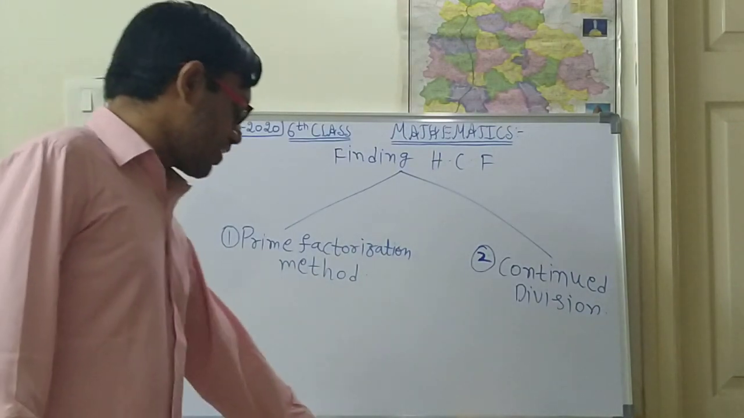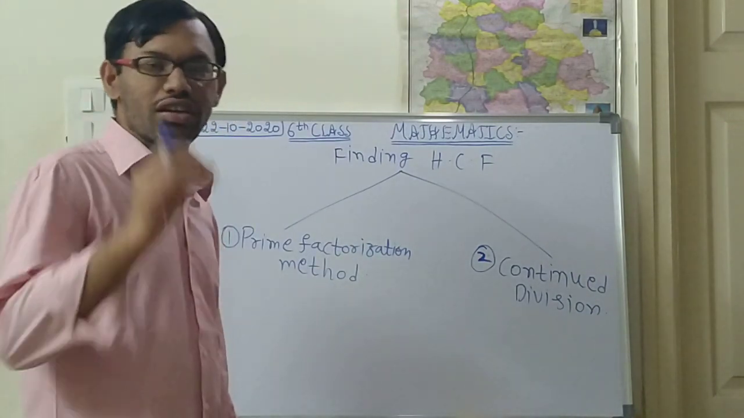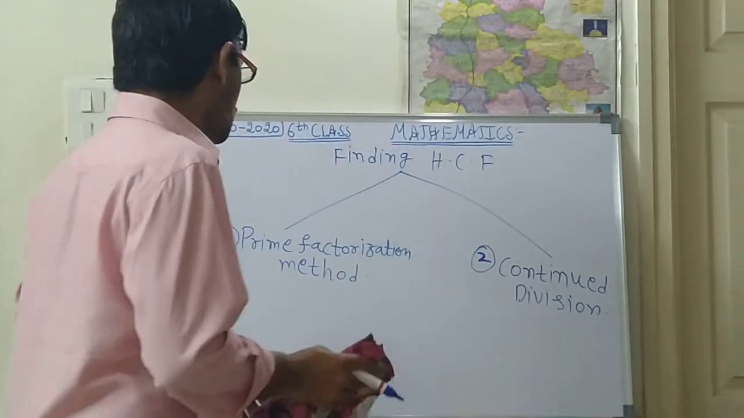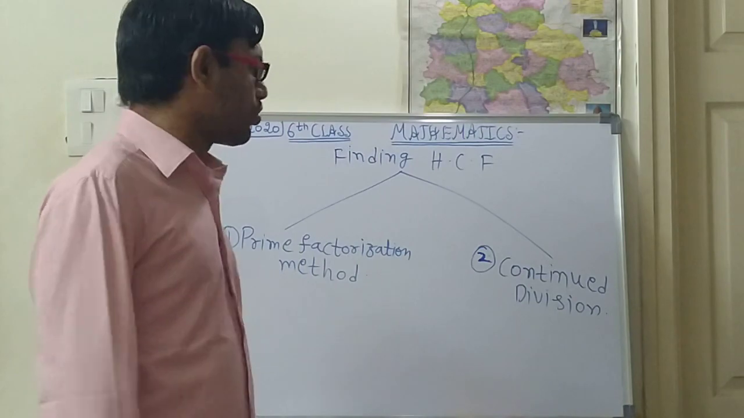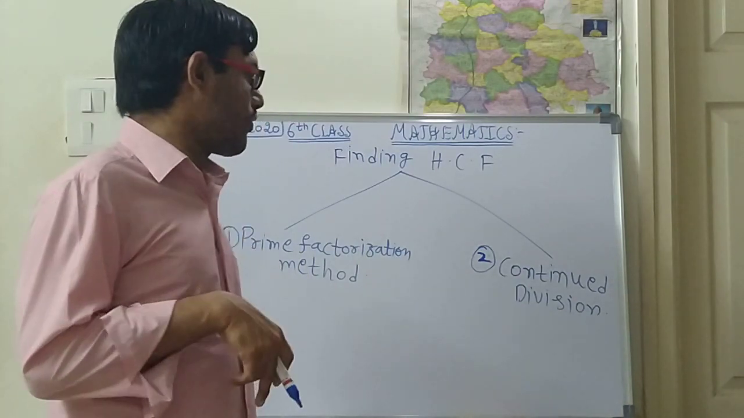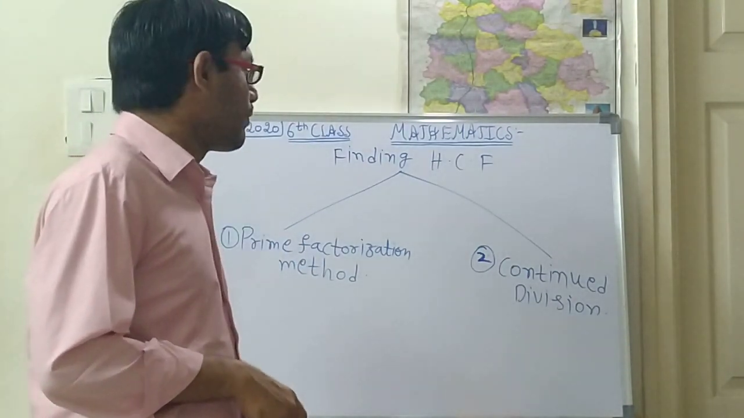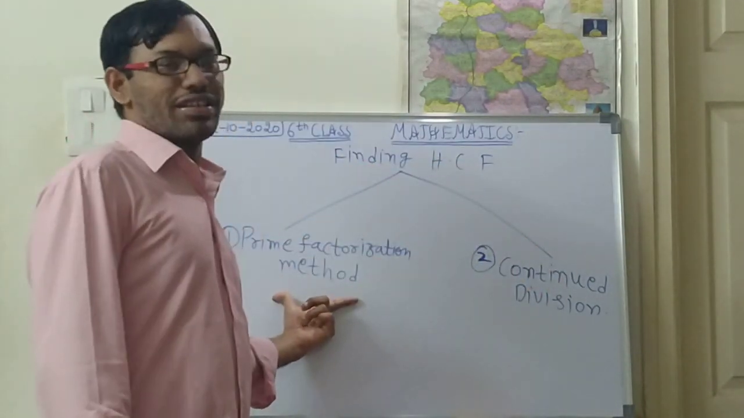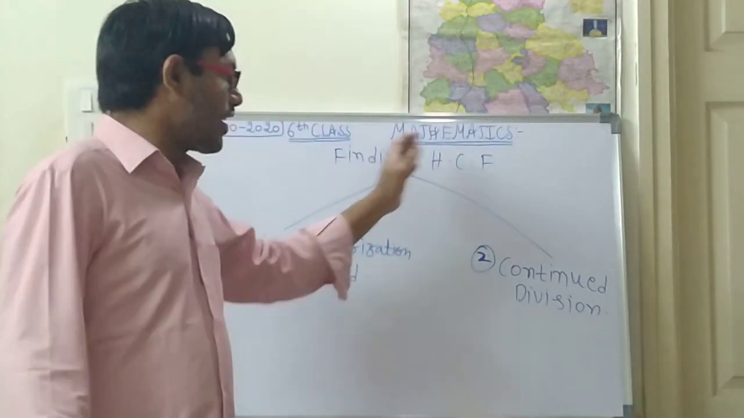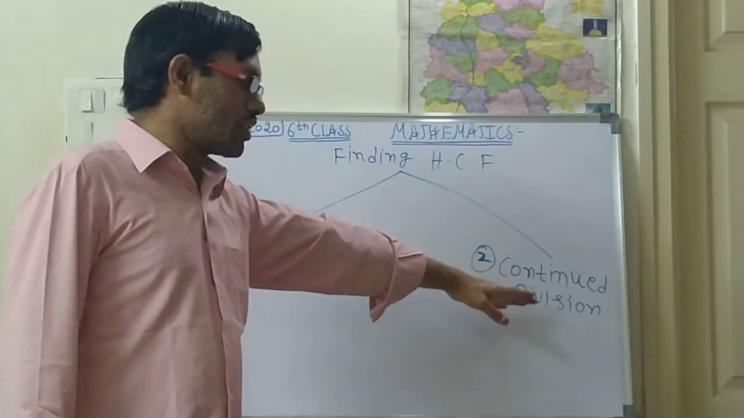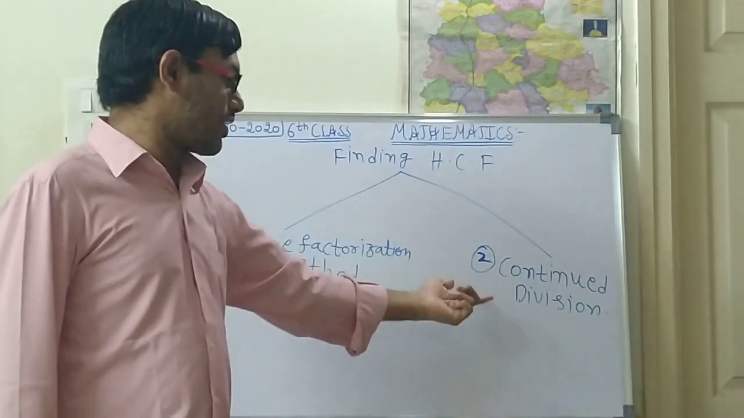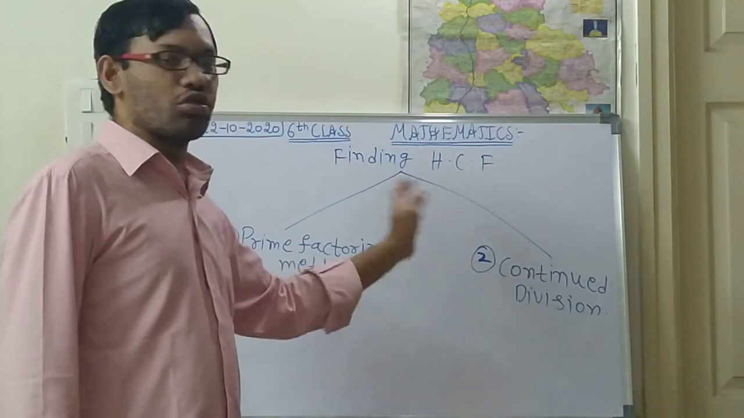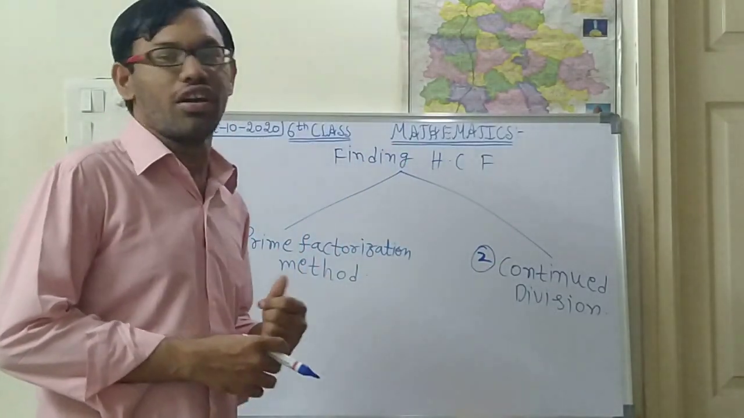These two methods will be somewhat short only, but you should understand what these two methods are. Why we should do these methods: from the exam point of view, they will particularly ask to find the HCF of so and so numbers using the prime factorization method, or find the HCF of so and so numbers using the continued division method. At that time you should do that particular method only. You are not supposed to do any other method or general method.